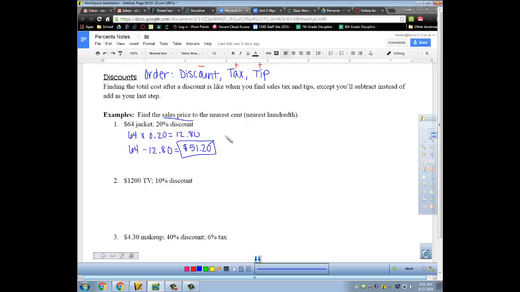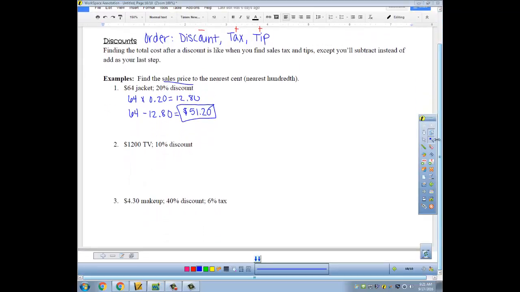Sometimes they will ask just for how much you are saving. So if they're asking that, then the answer is 12.80. If they want the final price like they did here, then it's 51.20. Number 2, multiply 1200 times 0.10, which is 120. So you're going to save $120. So subtract that from 1200 to get $1,080 for your final cost.